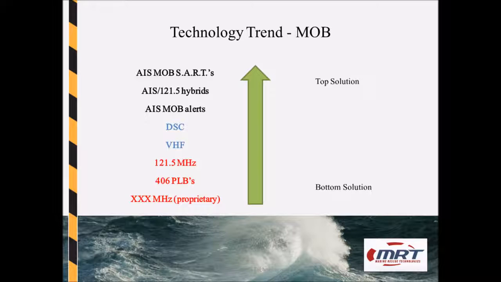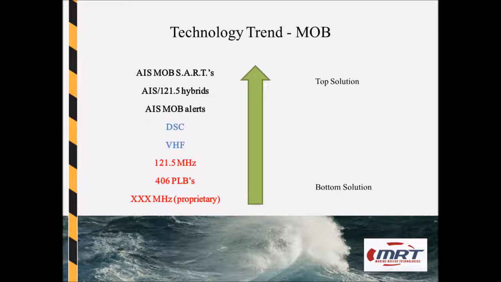121.5 is an excellent technology. It's basically an older technology. It works, but it doesn't provide GPS positioning. It provides relative direction. VHF and DSC are radio technologies, and because everybody's got radios and radio technology, it's still a pretty strong reference. Now, the leading trend is basically AIS, and there are AIS MOB alerts.